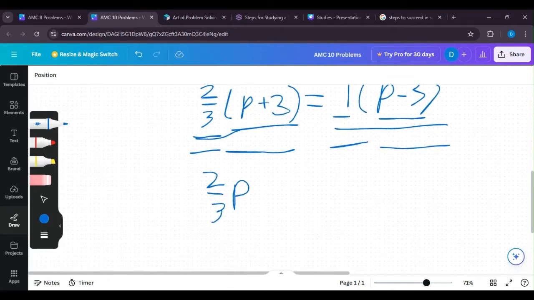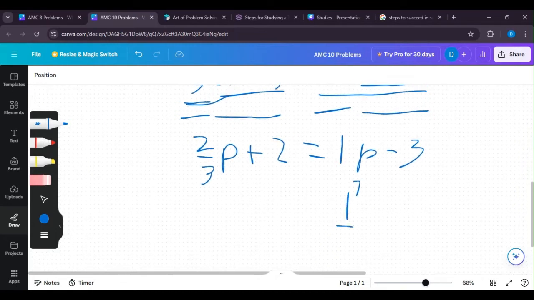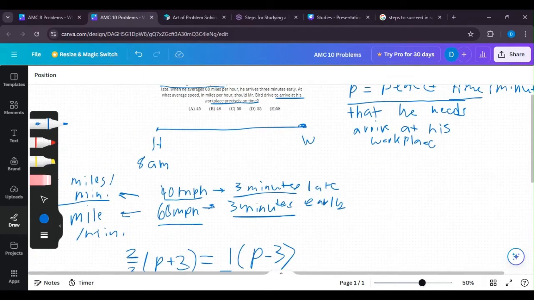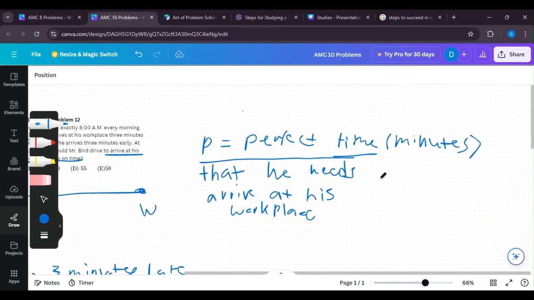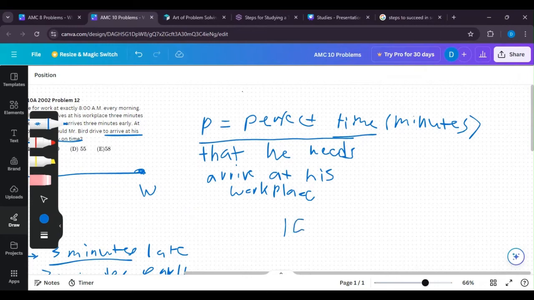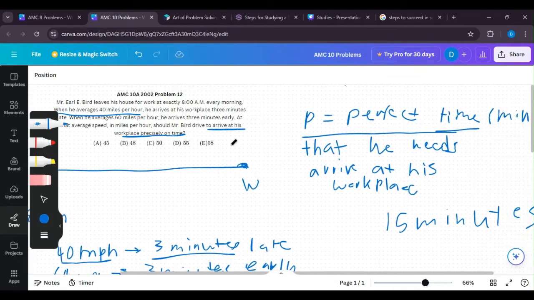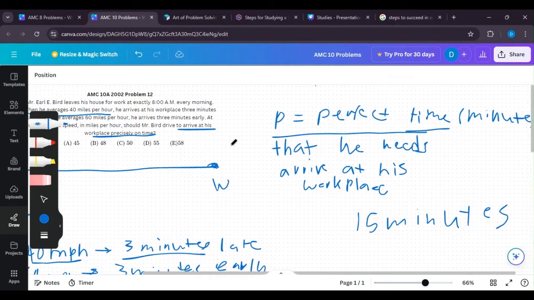Now we can simplify this equation. 2/3 P plus 2 is equal to 1P minus 3. And we can simplify it even more and solve for P. 1/3 P is equal to 5. So that means P is equal to 15. And what is P again? P is the perfect time in minutes. So the perfect time to drive to his workplace is 15 minutes.